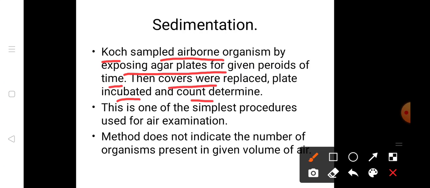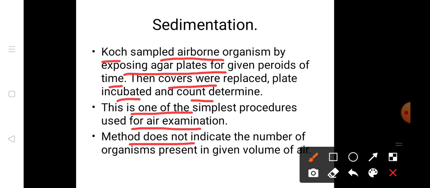Then we incubated the plate and the counts were determined. He incubated the plate at a particular temperature for some hours, and on the next day or the second day he counted the number of colonies. From that he could determine which number or what kind of microflora the particular environment contained. This is one of the simplest procedures used for air examination.